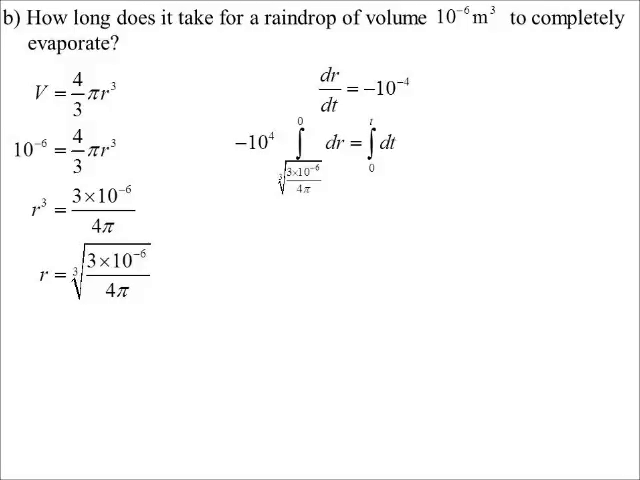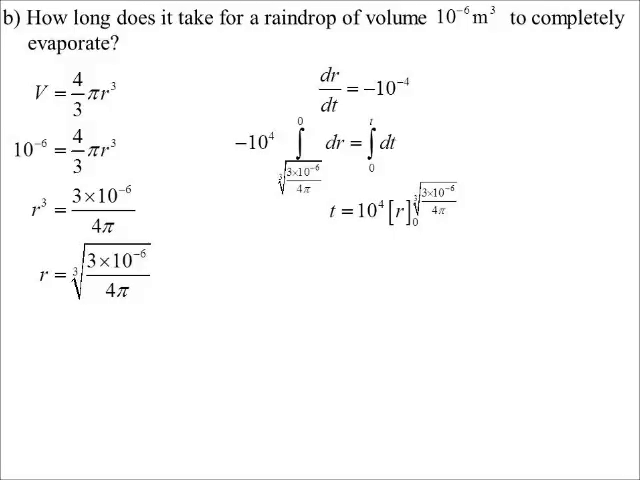So on the left-hand side, I knew that when time was 0, the radius was the cube root of 3 times 10 to the negative 6 over 4 pi, and that's the number I use on the left-hand side. On the right-hand side, I just put t on the top because that's what I want to find. I want to know when the radius is 0, because it's evaporated completely. The integral from 0 to t of dt ends up just being t. If you integrate to t, you get t. Substitute in t, you get t, minus 0, you get t. So that's just going to be t.